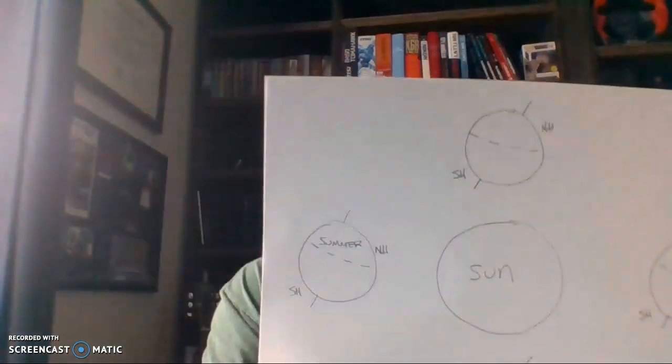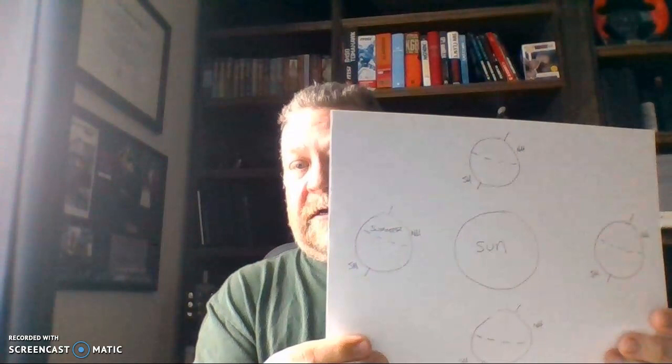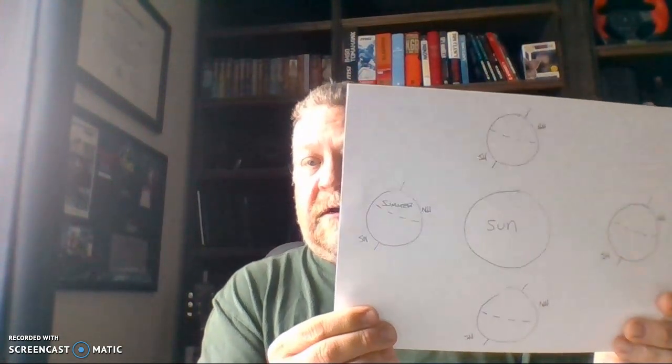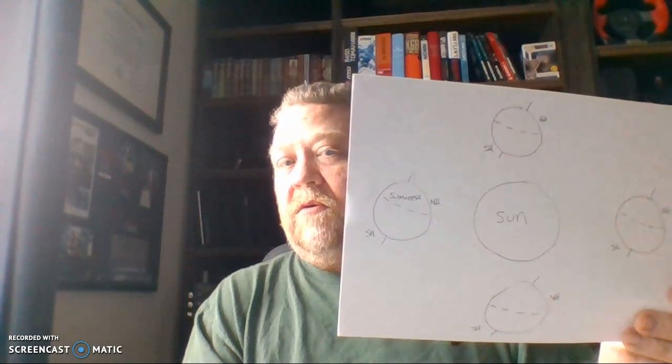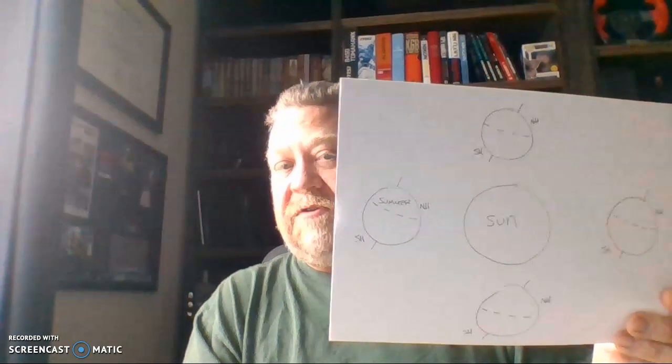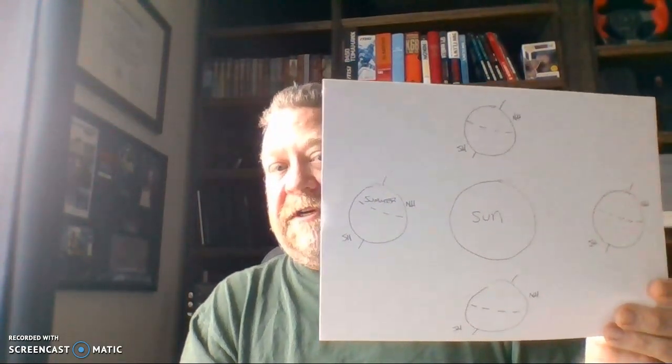See that? So I can go ahead and write in up here, summer. Right? Let me back up a little bit so you can see it a little better. Okay? So my Northern Hemisphere is pointed towards the sun. So if it's summer in the Northern Hemisphere, what season is it in the Southern Hemisphere? If you answered winter, you're correct. Remember, it's always the opposite.